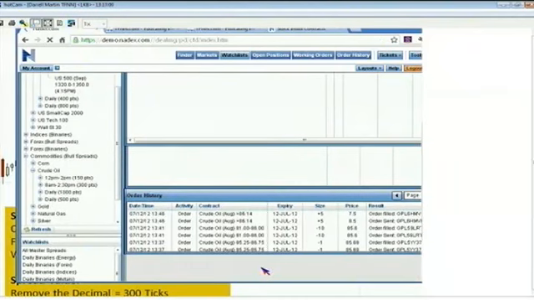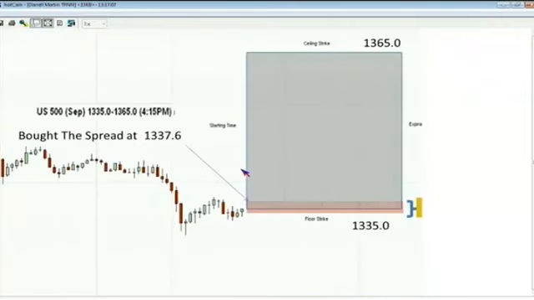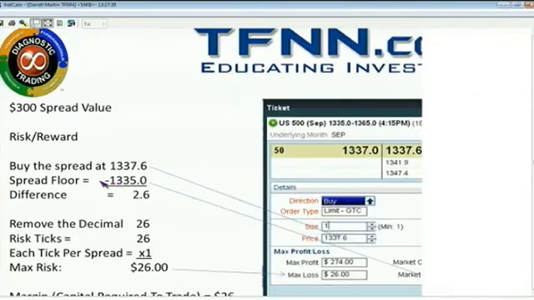Well, now that you understand that it's a $300 wide spread, let's check out what the max risk and the max reward is. If I decided to buy this spread at 1337.6, then my max risk is going to be from 1337.6 down to 1335. That's the most I can lose. No matter what happens, I can't lose more than that. So all I have to know is, what is every tick worth? Every tick's worth $1, and I just have to do some really basic math. 1337.6 minus the floor, which is, again, right here, 1335, gives me 2.6. If I get rid of that decimal place, I know I have 26 ticks. There's a $26 risk.